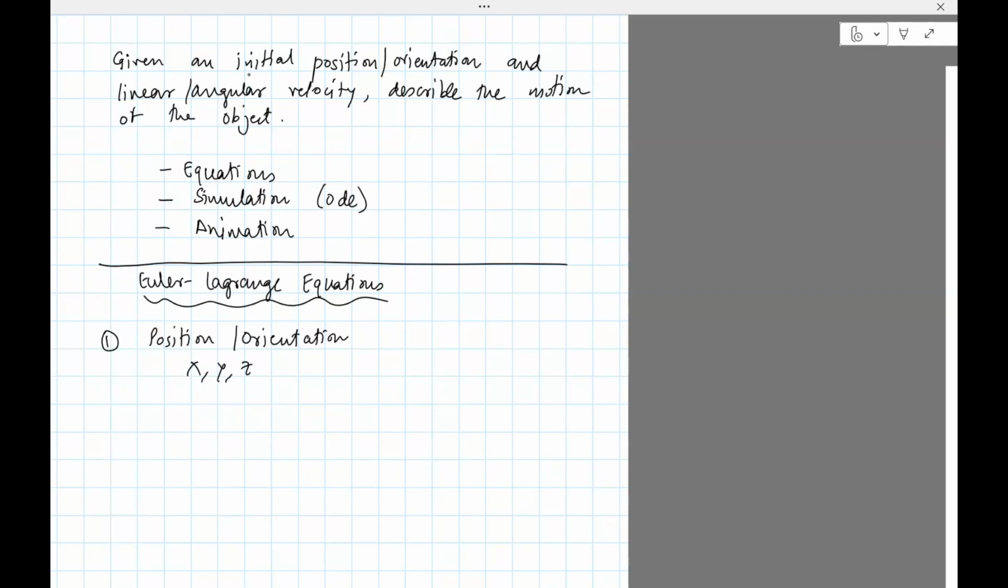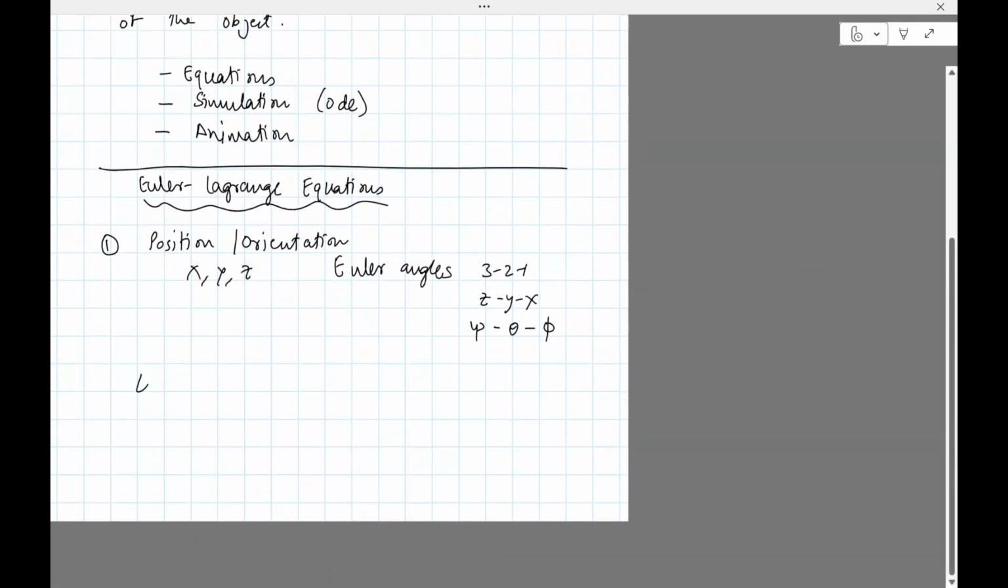The orientation, given a choice, is any of the combinations of Euler angles, for example 1, 3, 1. Whatever other angles, it's 3, 2, 1, relations z, y, x. What we do is psi is the rotation over z, theta is the rotation over y, and phi is the rotation over x. Okay, last one is the definition of the linear and angular velocity.